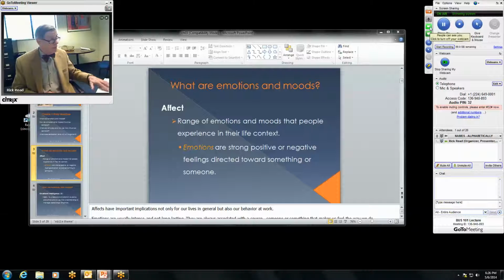Affect is a range of emotions and moods that all of us experience in our lifetime. Emotions themselves are strong feelings, either positive or negative, that are directed toward someone or something. Now, there are people who would tell you that you should never direct your emotion to an inanimate object, something.